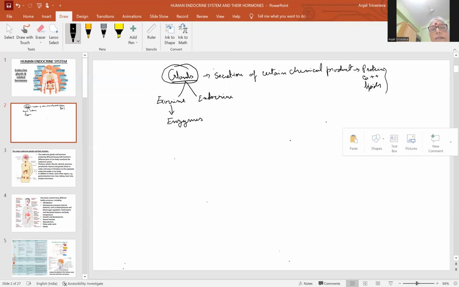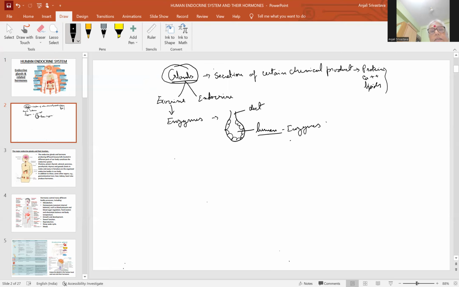Now these exocrine glands have such a structure. This is the lumen of the gland. A gland may be unicellular, or it may be multicellular, made of many cells. This is the lumen, where the enzymes produced are stored, and this is the duct of the gland, from where the enzymes reach the substrate or the surface where they have to act.